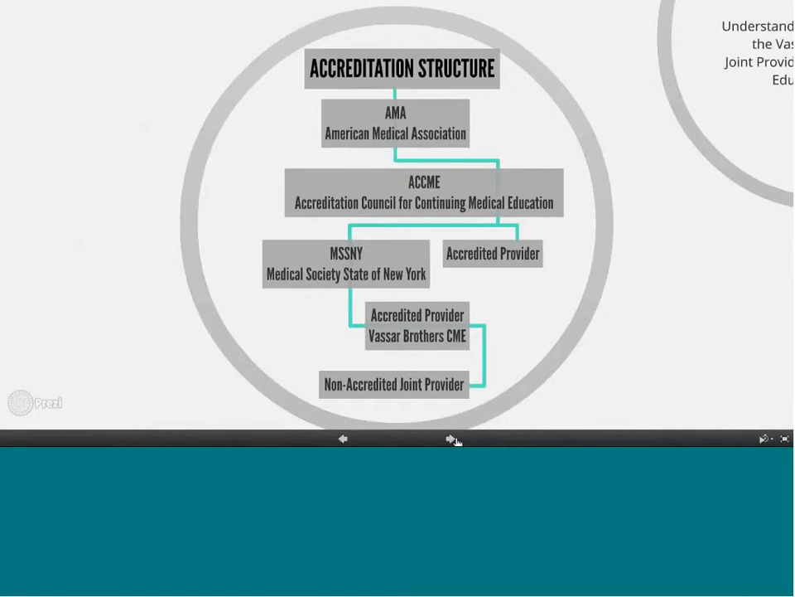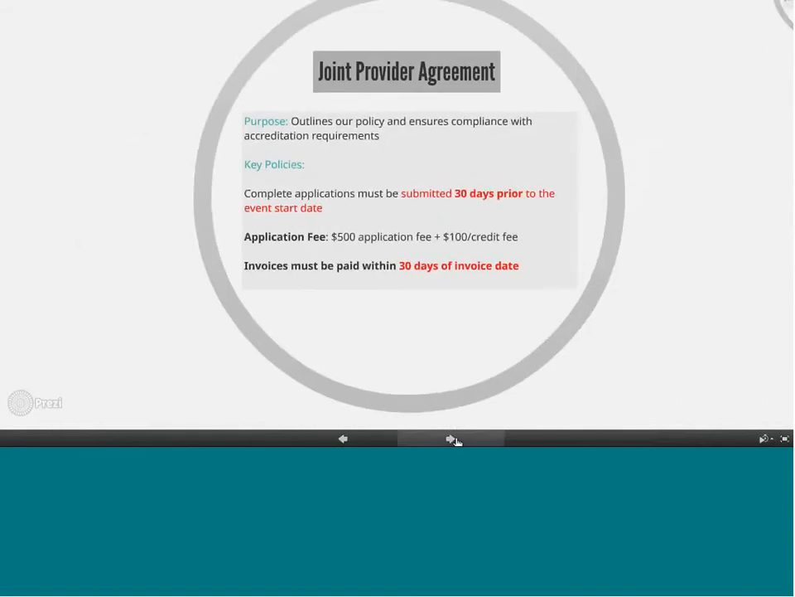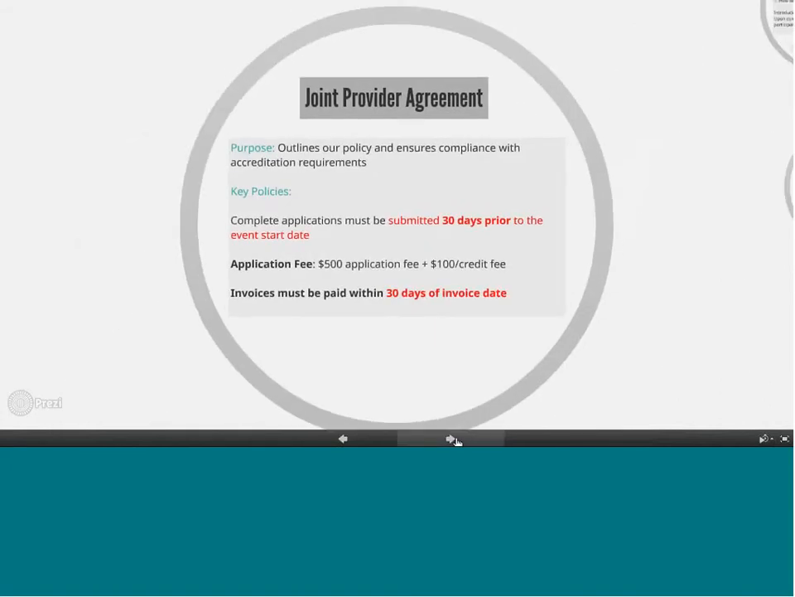All right, so the process we go through is not mandated by us alone, nor by the Medical Society of the State of New York, but nationally by the ACCME and AMA. The first part of our process, the Joint Provider Agreement. This is an agreement completed online. It gives you an upfront summation of our policies. This form must be completed and electronically submitted for each application you submit.